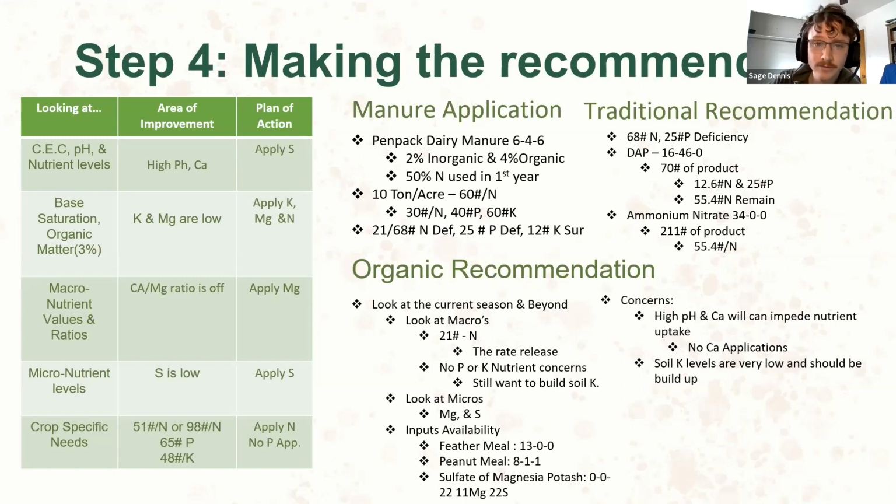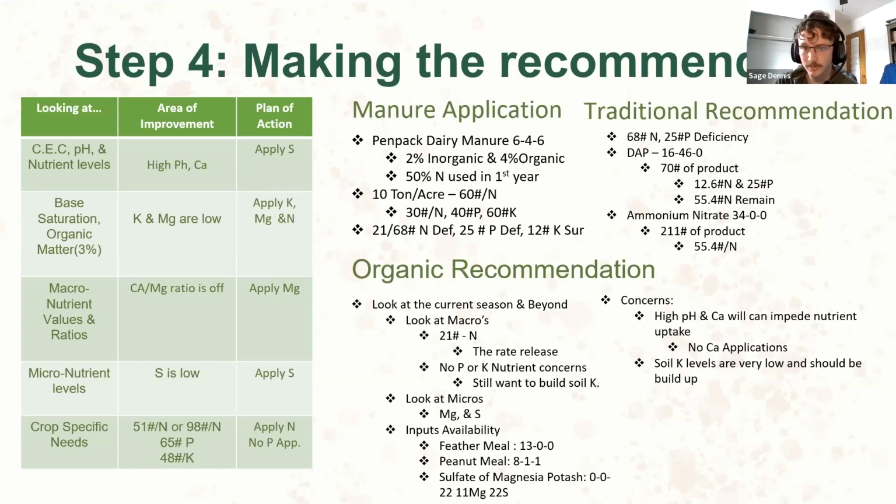That means after our manure application, we're going to be needing 21 to 68 pounds of nitrogen, 25 pounds of phosphorus, and we actually will be having a surplus in terms of our crop needs. We are exceeding it by 12 pounds. So we are still going to want to be addressing some of these concerns, but it doesn't mean that we're going to be needing it specifically for a crop.